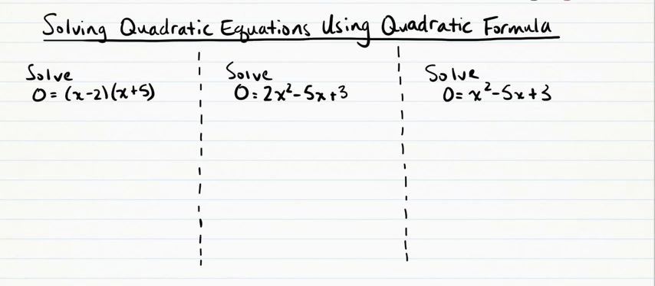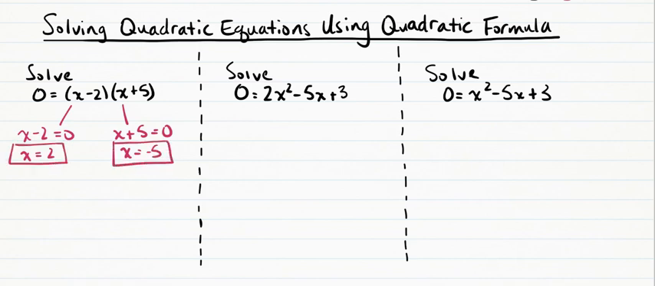Now, in this case, the equation is already in factored form, and so we can say that either the first factor, x minus 2, has to equal 0 in order for (x minus 2) times (x plus 5) to equal 0, or the second factor has to equal 0. And we solve each of those resulting equations to get x equals 2 and x equals negative 5 as our two solutions to this equation. So when one side of the equation is 0 and the other side is in factored form, it's a very easy equation to solve.